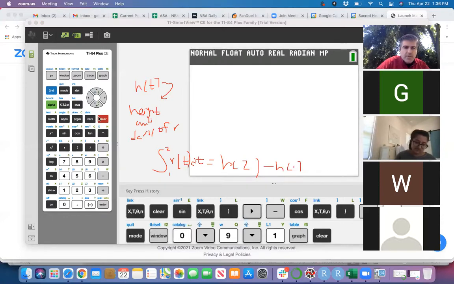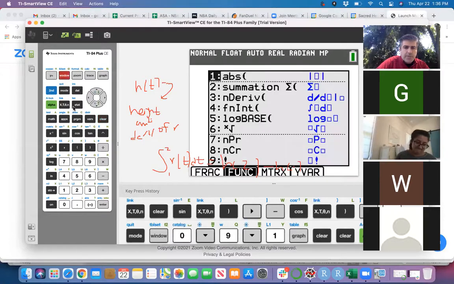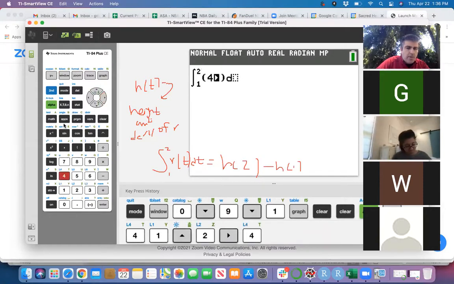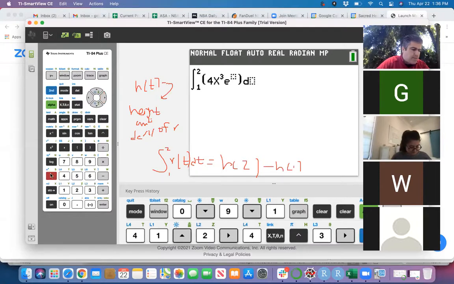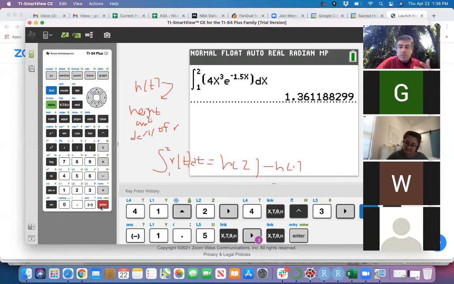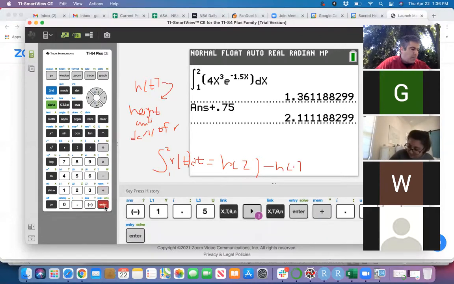So this is where I could just go straight into the home screen. Alpha, window, option 4, 1 to 2 of 4x raised to the 3 power. Then e, so second ln, negative 1.5x dx. So 1.366, I'm adding 0.75 to that. So if I do plus 0.75, I get 2.111. So the answer is D.